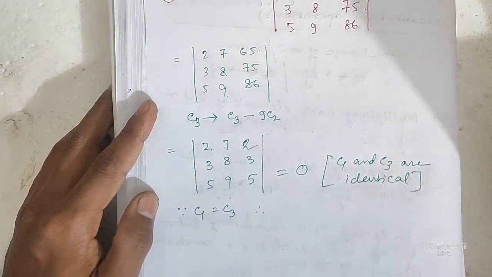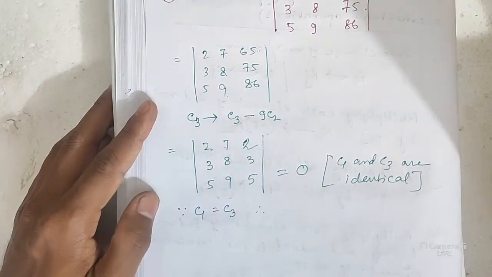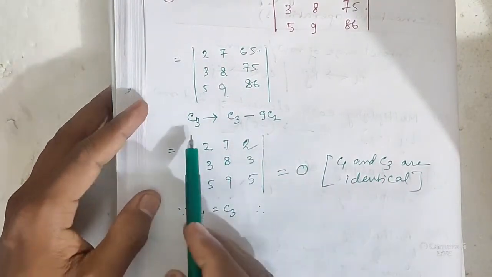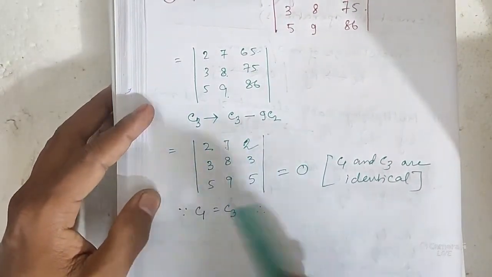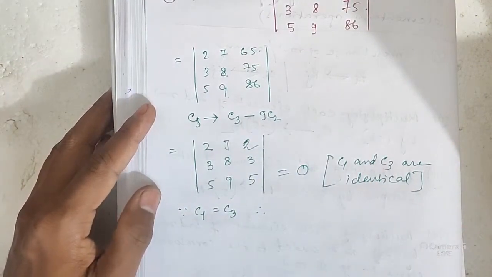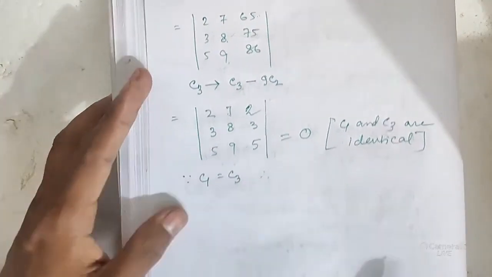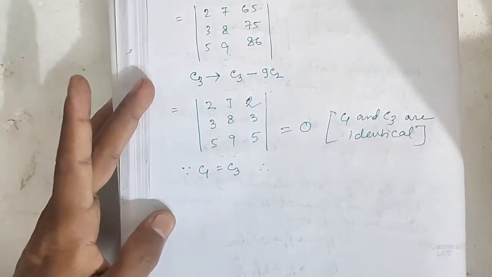If any two rows or columns are identical, meaning same, then directly you can write the value of the determinant is equal to 0. So in this way you have to convert it and then find the value. Here you cannot find the value by expanding. Another example I am doing.